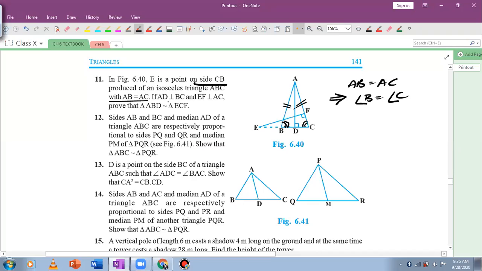Now let's go further. AD is perpendicular to the base of the triangle. EF, from the extended point, a perpendicular has been drawn to the side AC. You have to prove triangle ABD is similar to triangle ECF. One is this triangle, and one is this triangle.